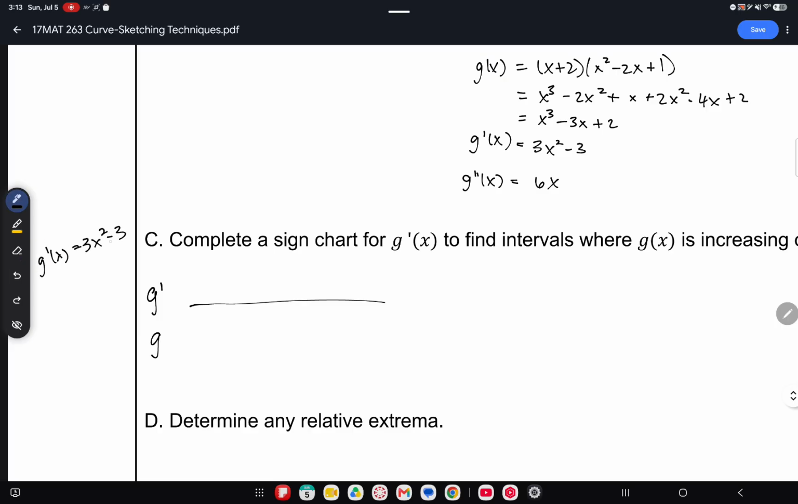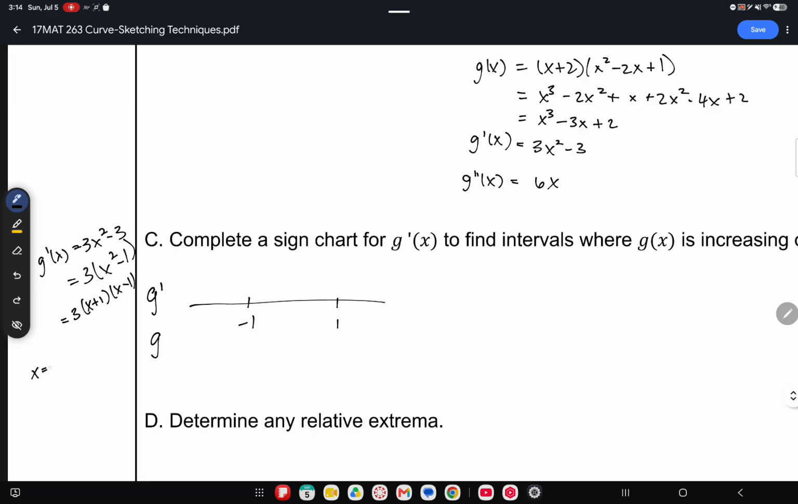(3x squared minus 3). I can factor out a 3 and be left with x squared minus 1, right? And then that's a difference of squares, so I can say x plus 1, x minus 1. So then my critical points for this are going to be -1 and +1. And then I will use that to do some values.